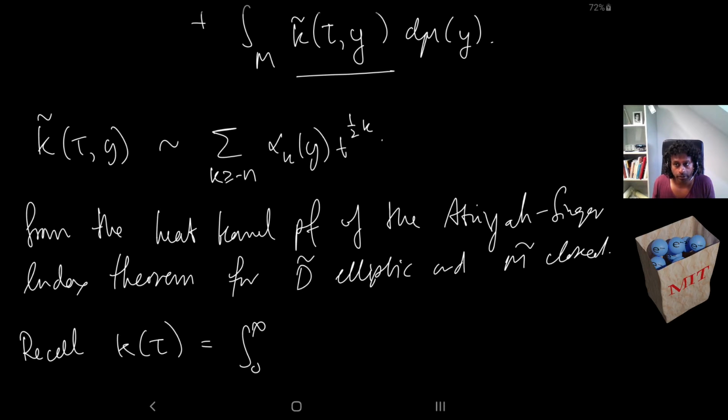This is the asymptotic expansion. These are some coefficients. Sorry, there's a tau here. So we have a heat kernel here, and the claim is that there exist alpha n, which are functions, for which we have such an expansion.